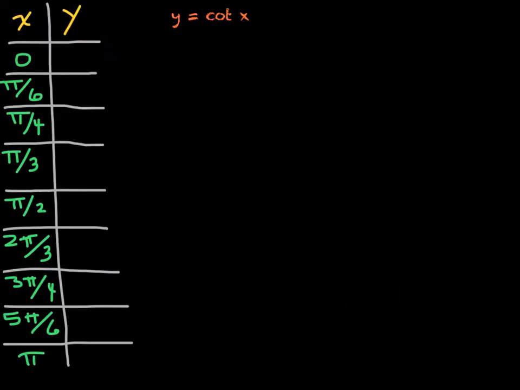Now for the cotangent function, I have some input values already considered here. Notice that the input values range from 0 all the way to pi. That is because we know from the domain of cotangent that it will be undefined at any multiple of pi. So at 0, it'll be undefined, and at pi, it'll be undefined. You'll have vertical asymptotes at 0 and at pi.